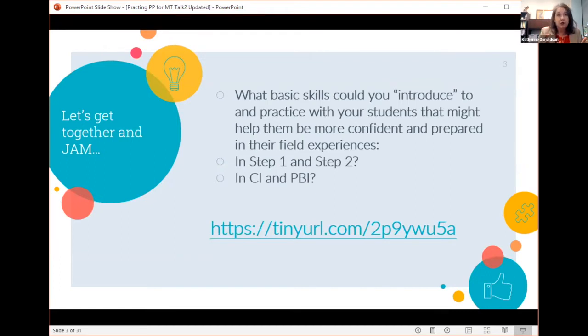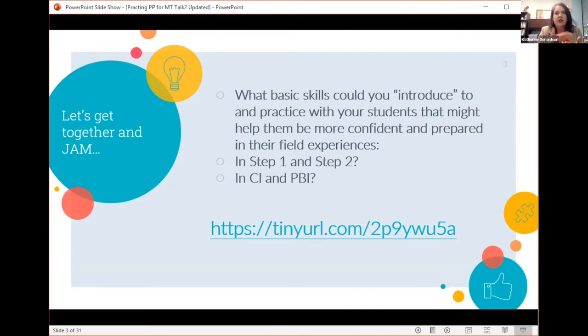So I've got a Jamboard going on. If y'all will click, you will go out to this Jamboard. There's a slide for Step 1 and Step 2, if you want to think along those lines. There's a slide for CI and PBI, and there's a slide for others. So if you're in Knowing and Learning, or your research methods, or any of the other courses you want to think about this in, what could we do? How could we introduce practice? If we did introduce a practice, what should we practice, basically?